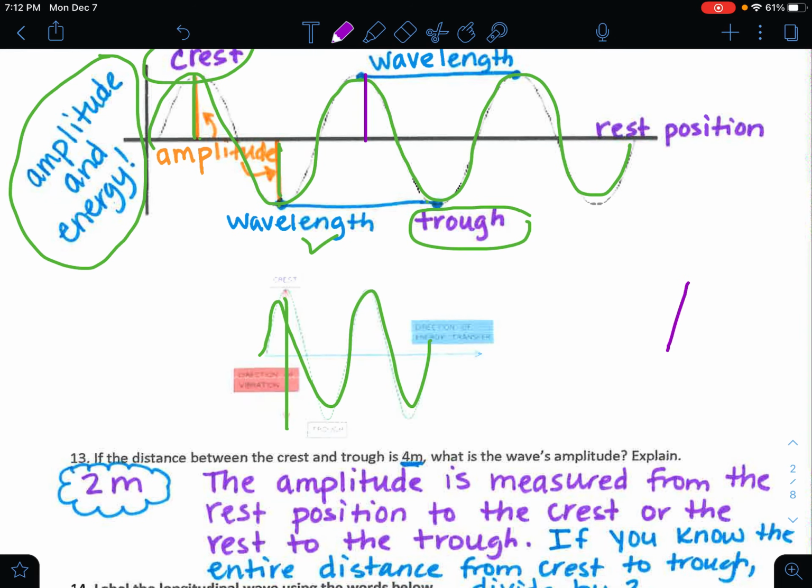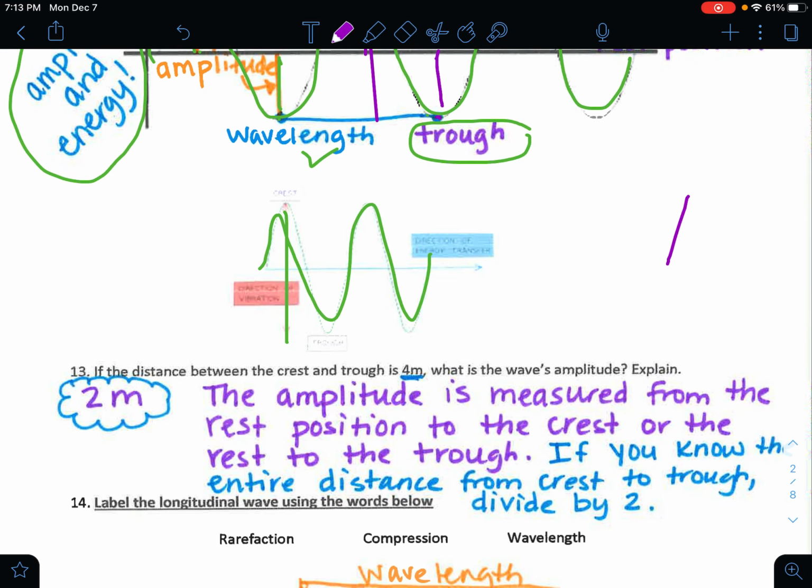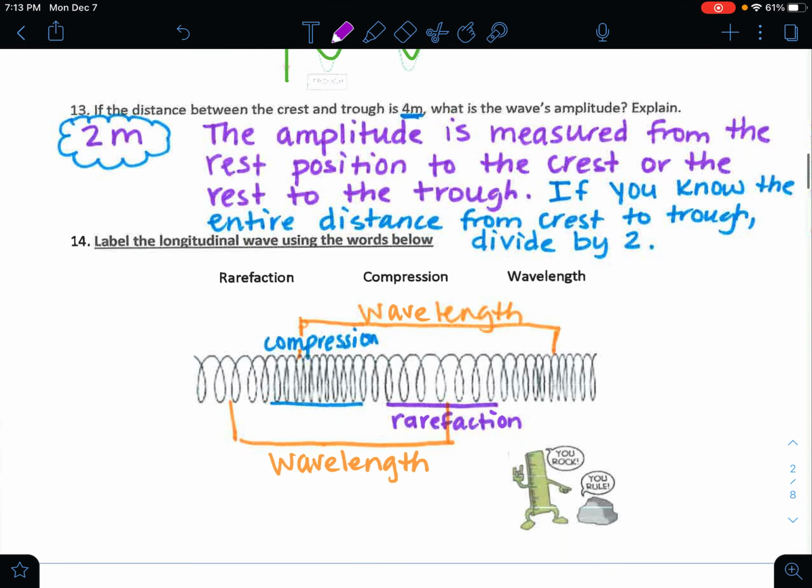So if you know the whole distance from trough to crest, then you just divide it by 2, and that is going to give you your amplitude, because the distance from the rest to the crest and the rest to the trough is going to be the same. So it rises above the rest position and falls below the rest position with the same amount. So however high this is how high that is. So if you know the entire thing is 4, then you just divide by 2. So the amplitude is measured from the rest position to the crest, or the rest to the trough. So if you know the entire distance from crest to trough, divide by 2.